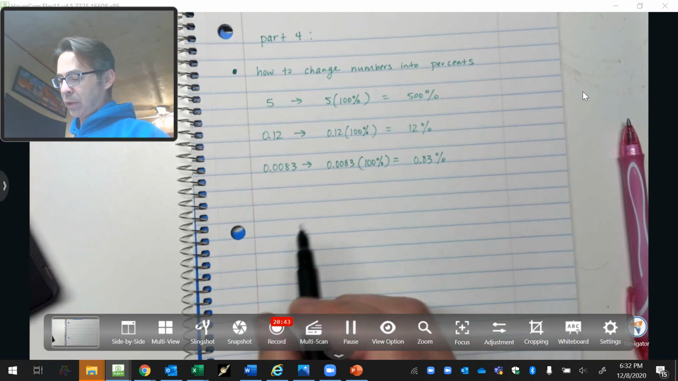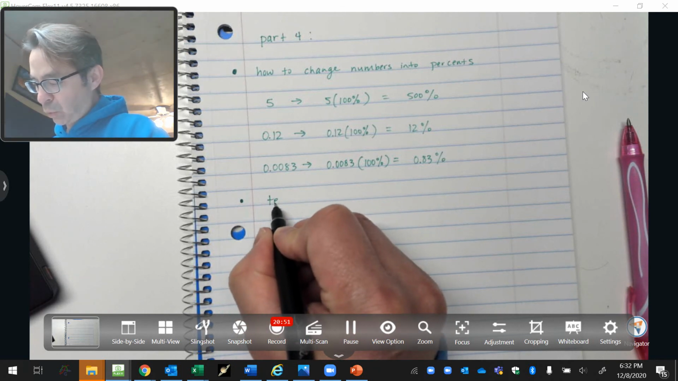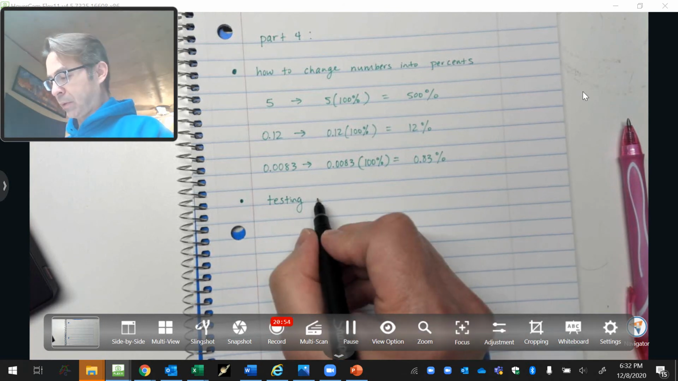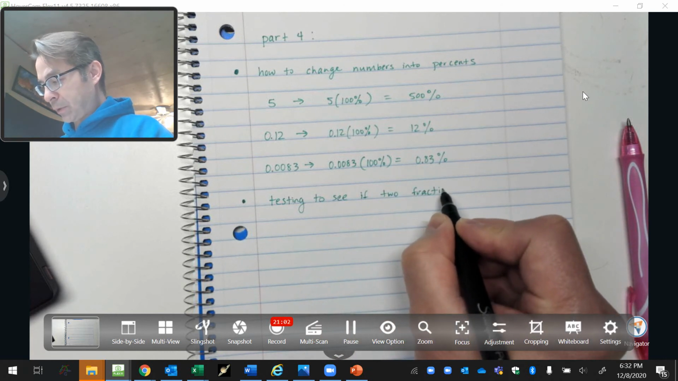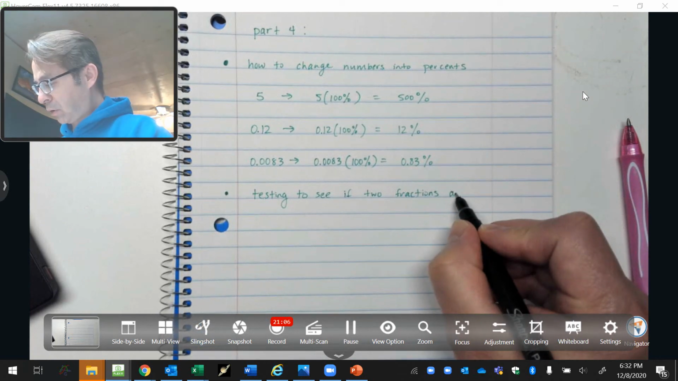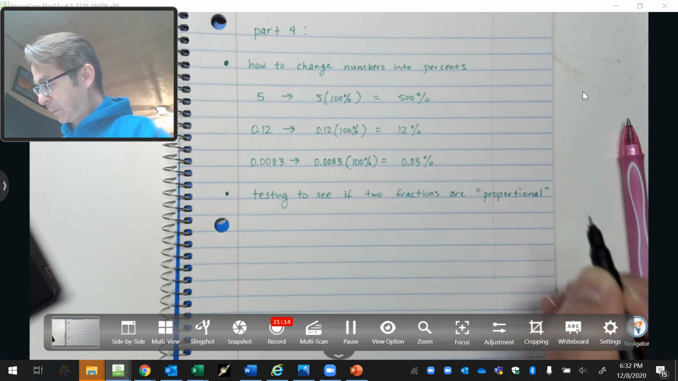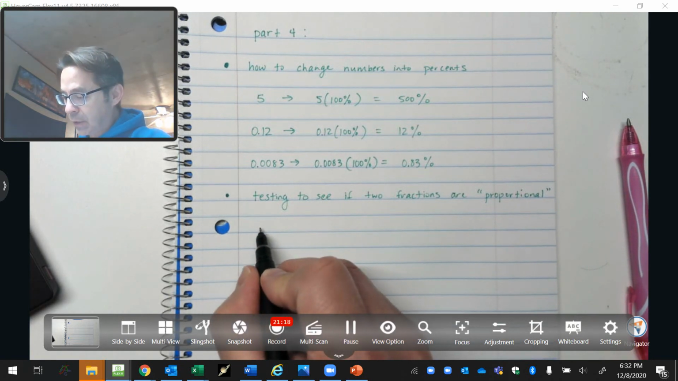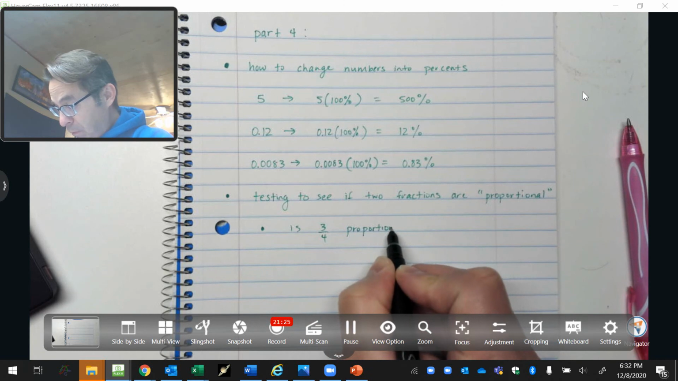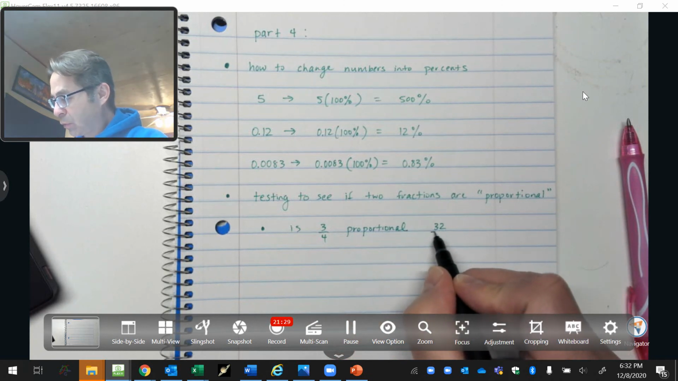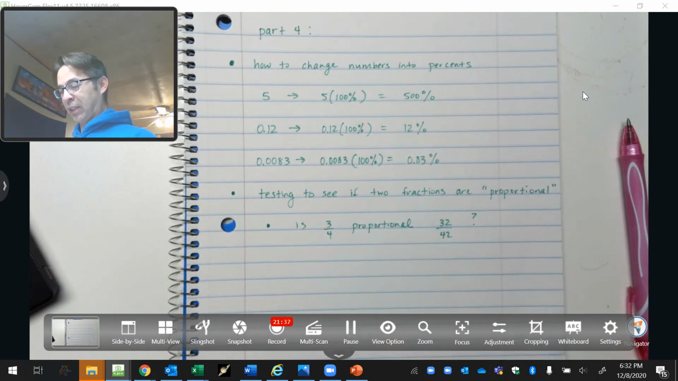Okay, so that was one of the things in part four, and the other concept in part four was testing if two fractions or ratios are proportional. Testing to see if two fractions or ratios, kind of the same thing, are proportional. So for example, let's see, is 3/4 proportional to 32/42? Question mark. It's a yes or no question, so at the end of this process we're going to write yes or no.